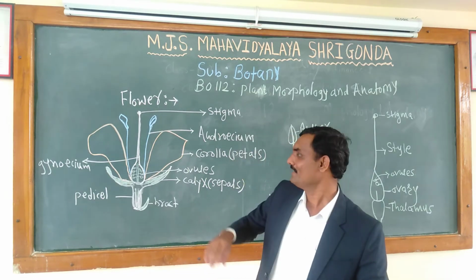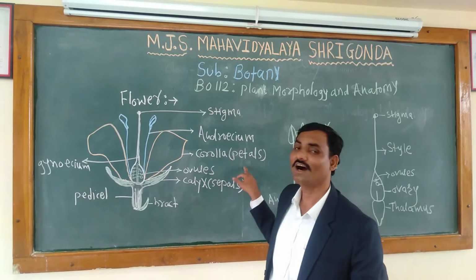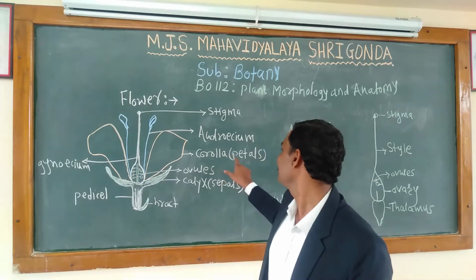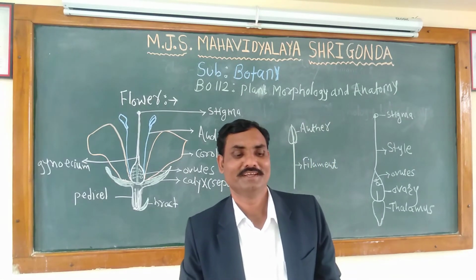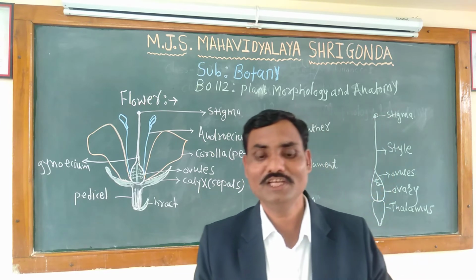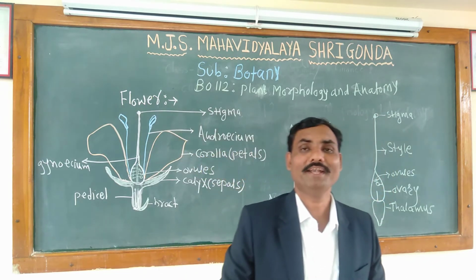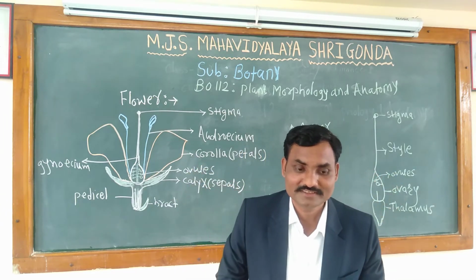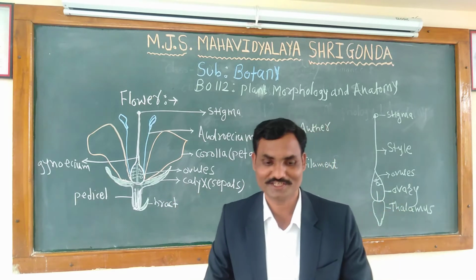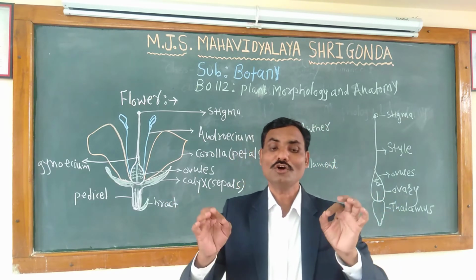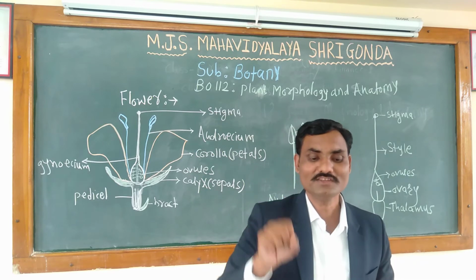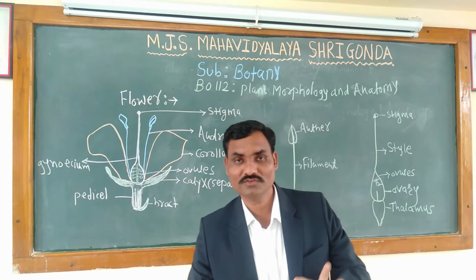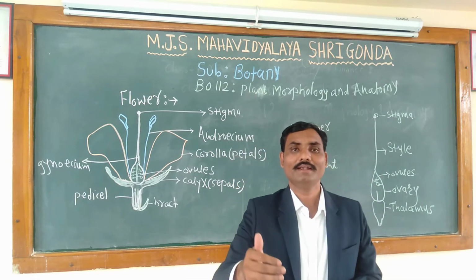Then the second part, that is the corolla. The smallest unit of the corolla is called a petal. It is the second whorl of the floral leaves and they are called petals. Petals attract insects and birds for pollination. They also protect the inner two whorls. What is the function of that petal? They also protect the inner two whorls, that is androecium and gynoecium.